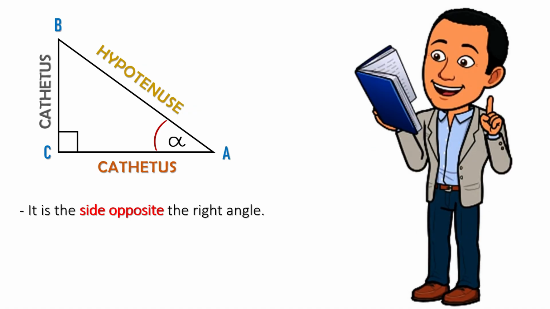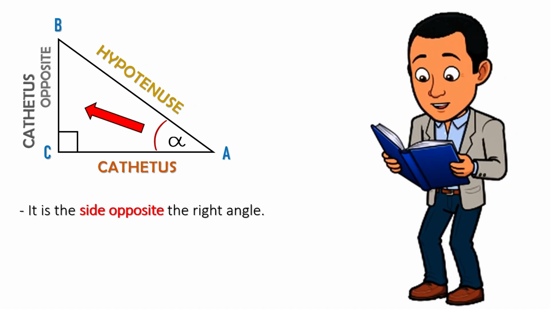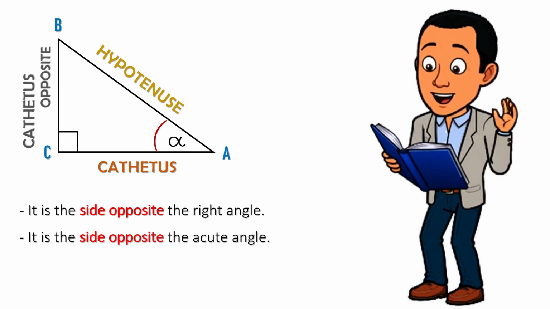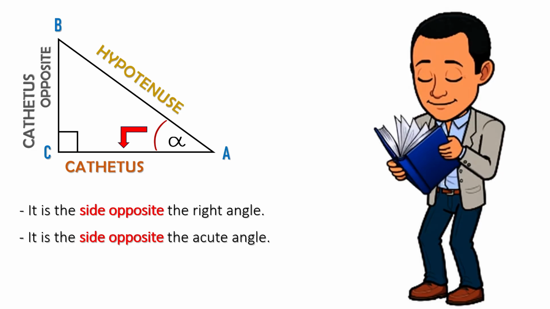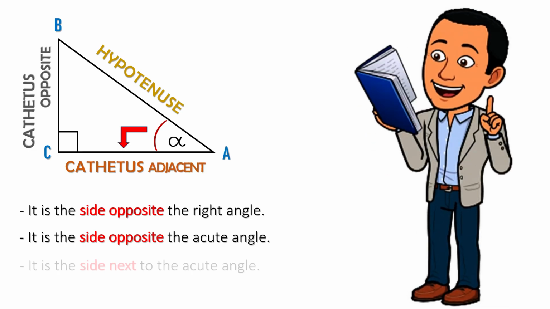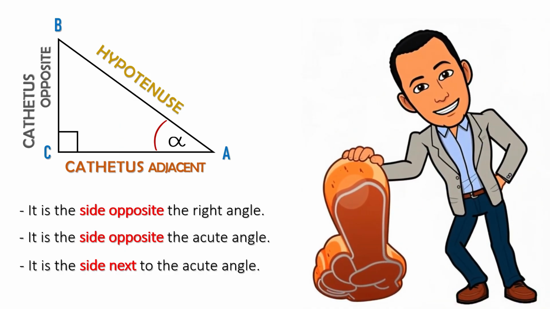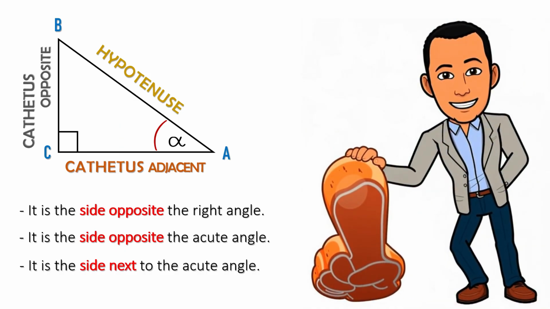Now, once the angle has been identified, the front side becomes the opposite side, which is defined as the side opposite the acute angle, and the other side becomes the adjacent side, which is defined as the side next to the acute angle. With these elements, the trigonometric ratios in a right triangle with an acute angle are defined.